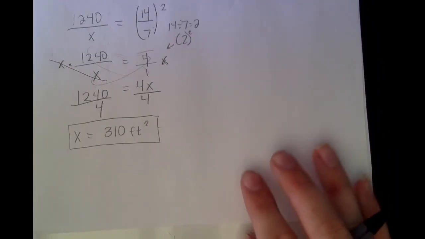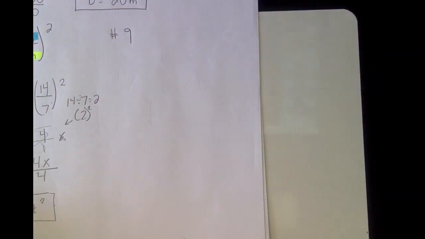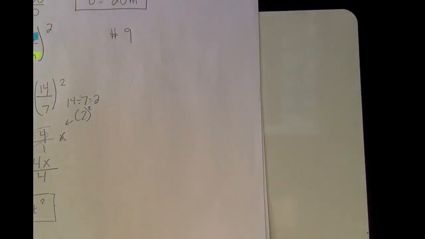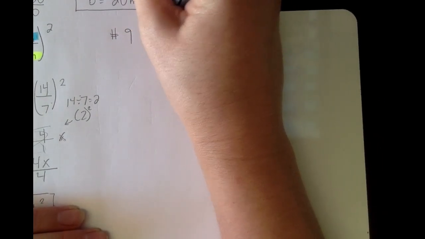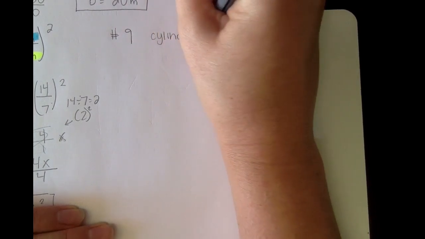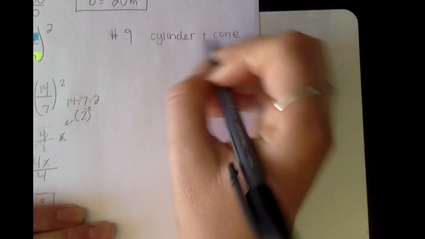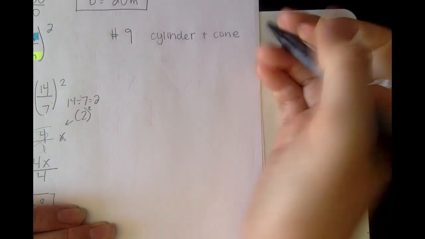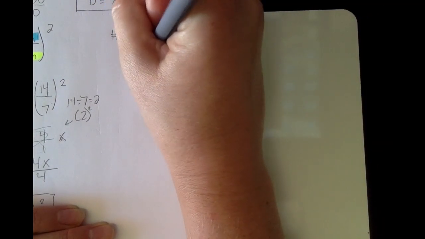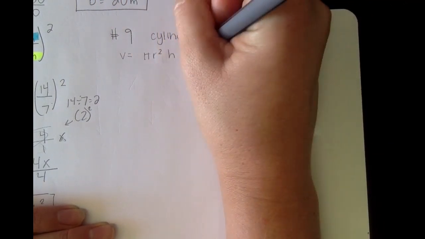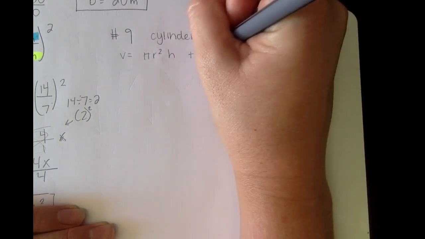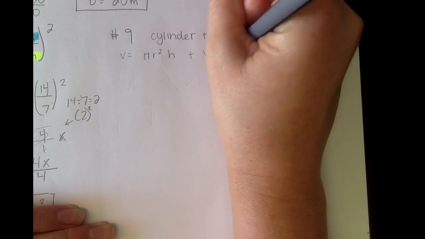All right, I know this is a lot. We have one more. So here is number 9. Number 9 is talking about a shape. If you look at the shape for number 9, it's a cylinder and a cone. So your answer is going to be the cylinder added to the cone. The volume of a cylinder is pi r squared times the height, plus the volume of a cone, which is 1/3 pi r squared times the height.